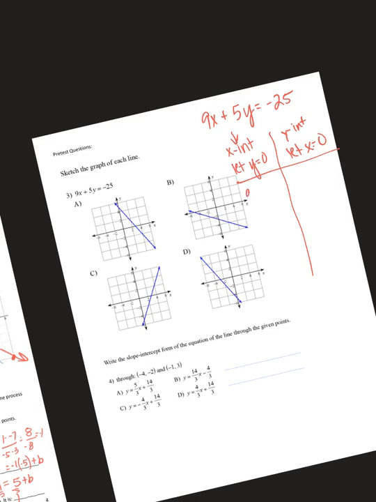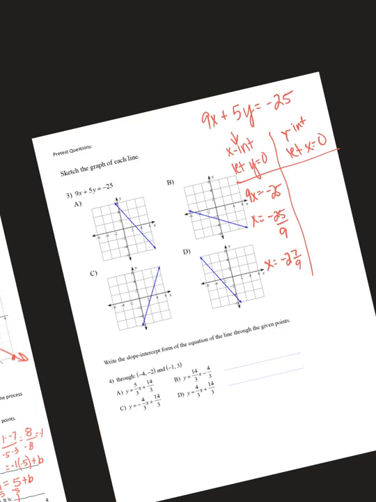So my equation becomes 9x, and then plus 5 times y. Well, if 0 is y, then we know 5 times 0 is just 0. So we're just left with 9x is equal to negative 25. And when we divide both sides by 9, we get negative 25 over 9. So let's see here, as a mixed number, 9 goes into 25 2 times, so negative 2 and 7/9.